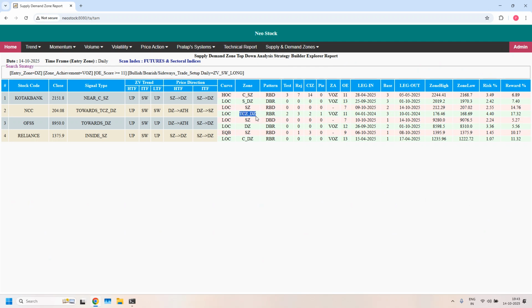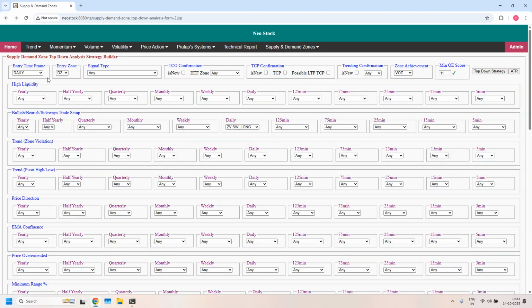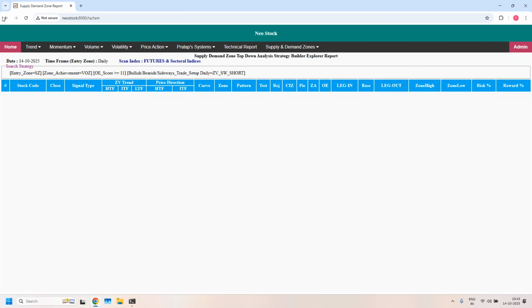All these are daily demand zones. You should use them only if lesson 30.3 checklist items are satisfied on these daily demand zones. Otherwise, higher chances of zone violation. Okay, next sideways short trade setup, daily supply zone, sideways short, no stocks.